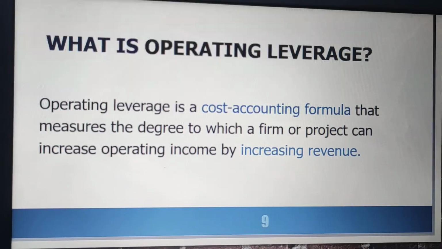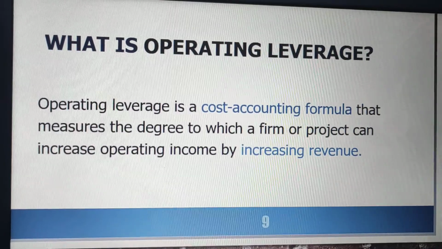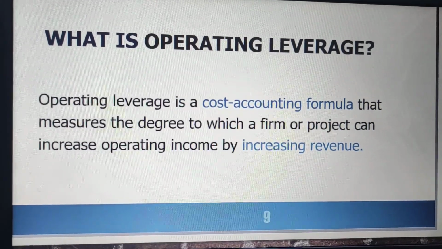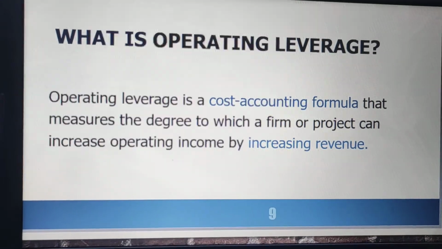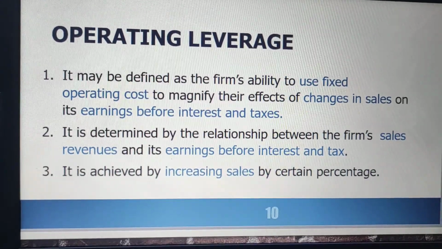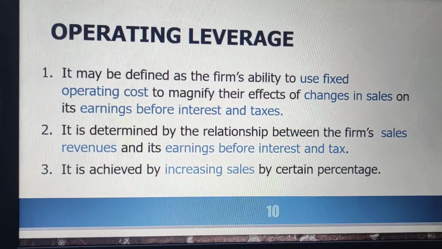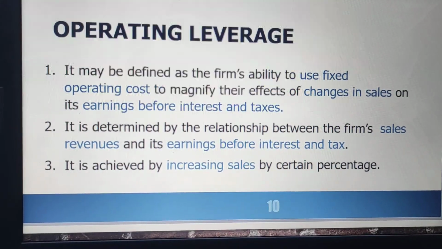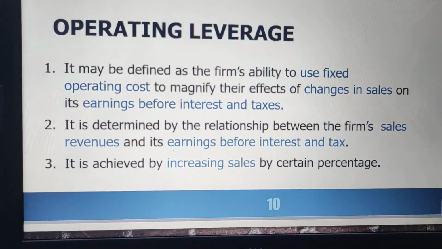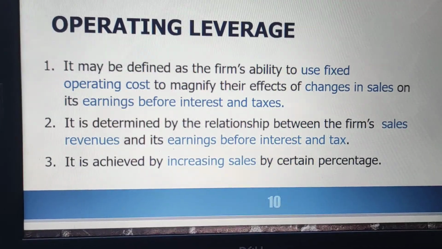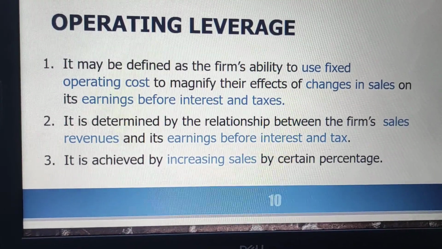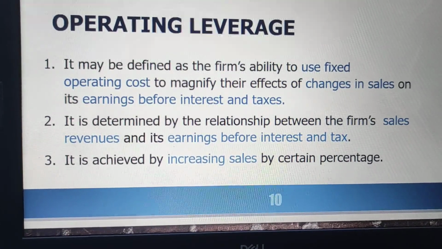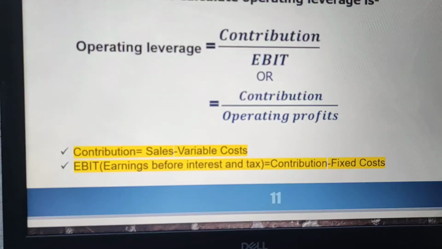Operating leverage is a cost accounting formula that measures the degree to which a firm or a project can increase operating income by increasing its operating revenue. It may also be defined as the firm's ability to use fixed operating costs to magnify the effect of changes in sales on its earnings before interest and tax, that is EBIT. It is determined by the relation between the firm's sales revenue and its EBIT. It is achieved by increasing sales by a certain percentage.